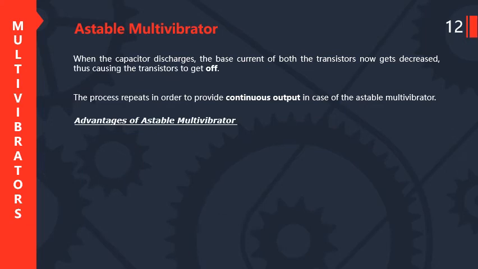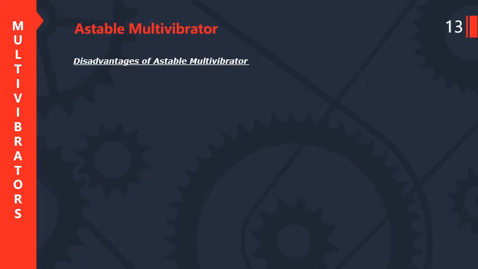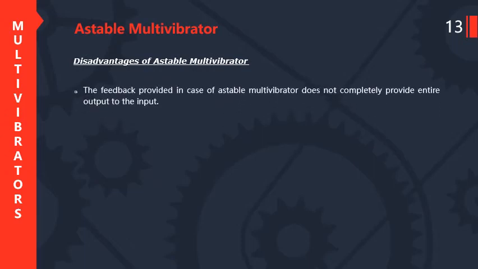Now next is the advantages of unstable multivibrator. Due to continuous oscillation between two unstable states, it is power efficient, its design is simple, and it is inexpensive. Next is the disadvantages or drawback of unstable multivibrators. The feedback provided in case of unstable multivibrator does not completely provide entire output to the input.